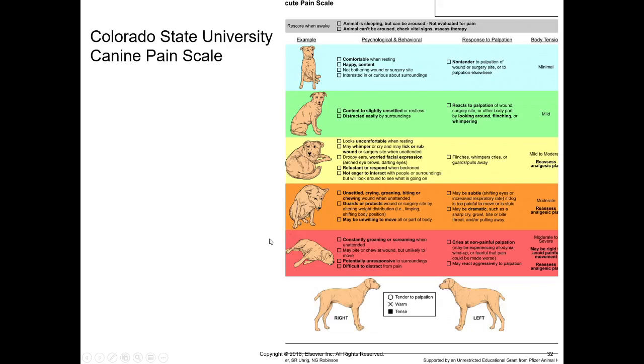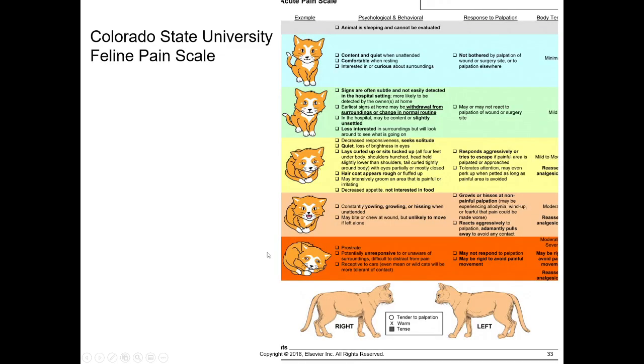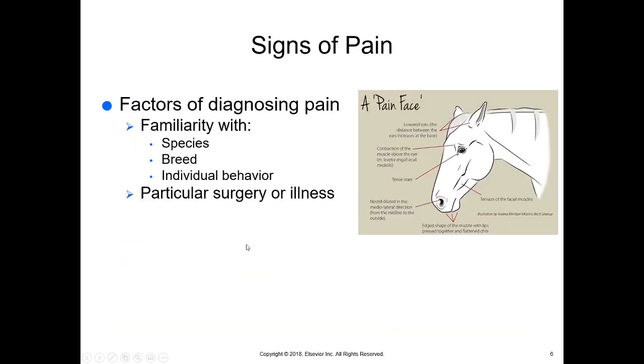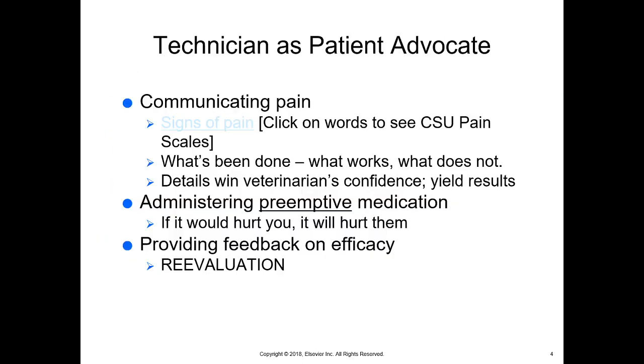If we're to this point where the animal is constantly groaning or screaming when they're unattended, we have waited too long. So I want to argue that you should know what these signs are and understand when you need to step in. Especially with cats. They're not going to show this type of behavior until they are really sick or really hurting. So that's what we need to do.